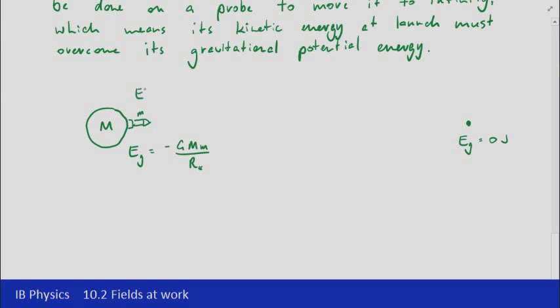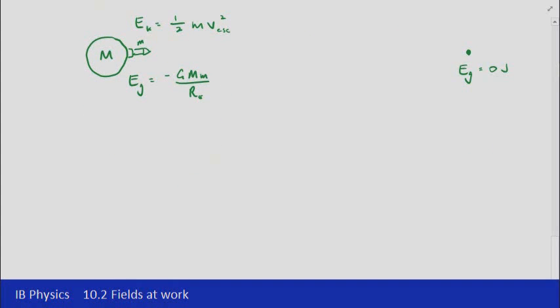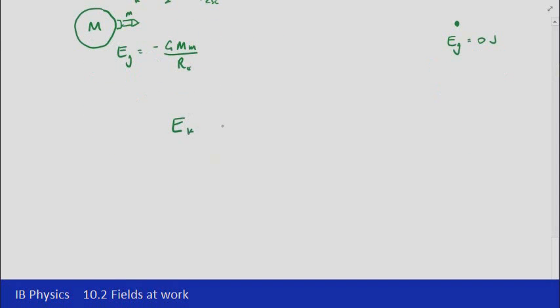In order to get that rocket or that probe all the way out to 0 gravitational potential energy, it's going to need to have a certain amount of kinetic energy. We're going to call that v escape. So that's how much kinetic energy it needs in order to blast off and reach this point over here. The kinetic energy there is going to have to overcome this gravitational potential energy, and we can see then that if we add those two together, EK plus EG for the probe eventually is going to have to be equal to 0.